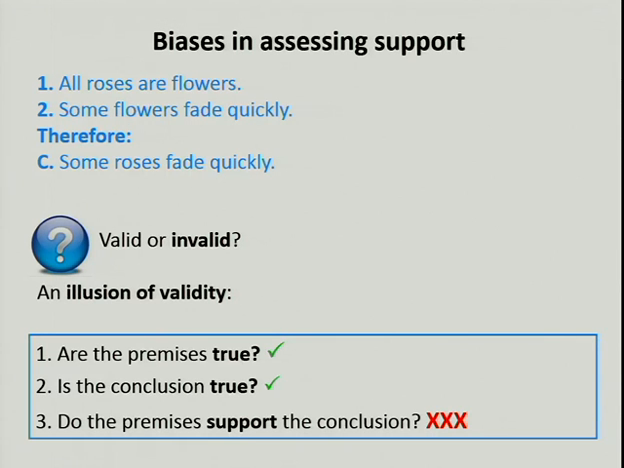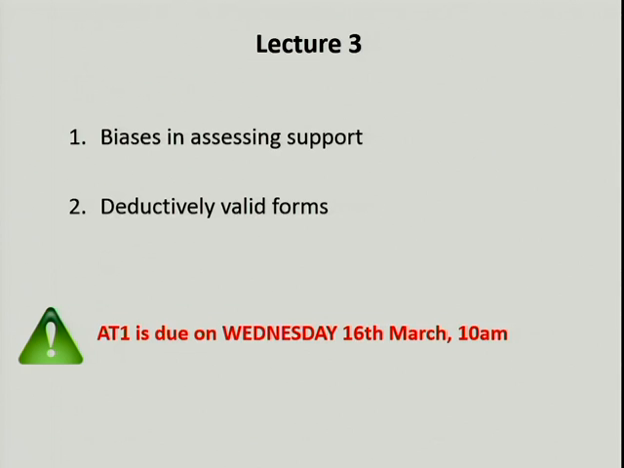However, to make things easier, we're going to be looking at standard cookie-cutter examples of how we can tell what the actual forms are, what the recipe is for always generating deductively valid arguments, and that's what we're going to be doing today. So we're going to be looking a bit at biases in assessing support, myside and confirmation bias, and then we'll be looking at various deductively valid forms.